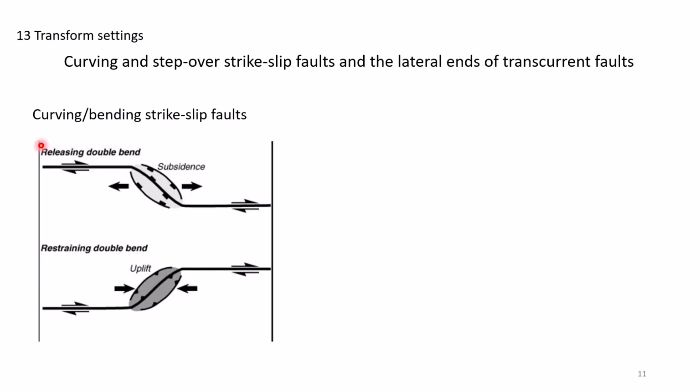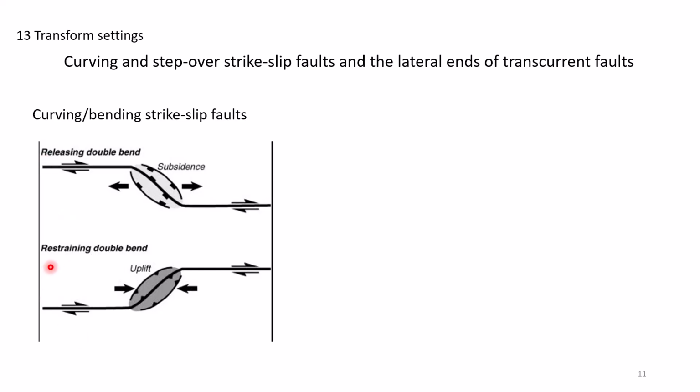We see that a northern block is moving to the right hand side, and where the strike-slip fault is bending to the right, we will see that the upper and the lower block are moving apart from each other. This creates space at the surface, which leads to subsidence and to the creation of sets of normal faults accommodating this subsidence. This is what we call a releasing bend, or sometimes, as we see here, also called a releasing double bend.